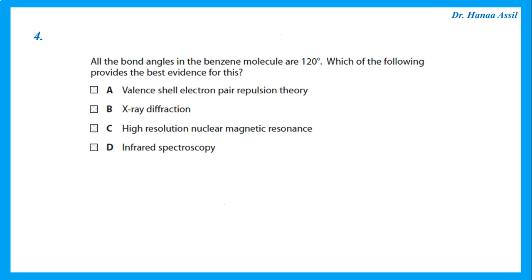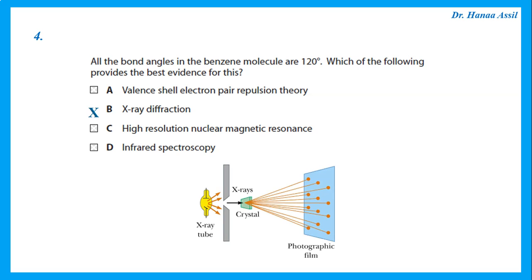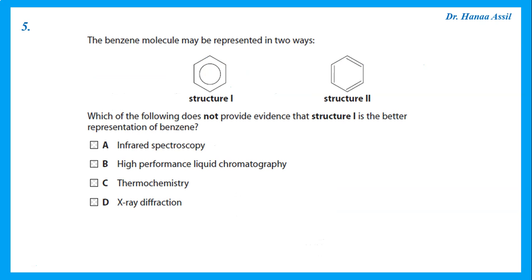All the bond angles in the benzene molecule are 120 degrees. Which of the following provides the best evidence? We said what tells us the bond angles and bond lengths? It is X-ray diffraction. All the others in these choices do not give the bond angles and bond lengths.